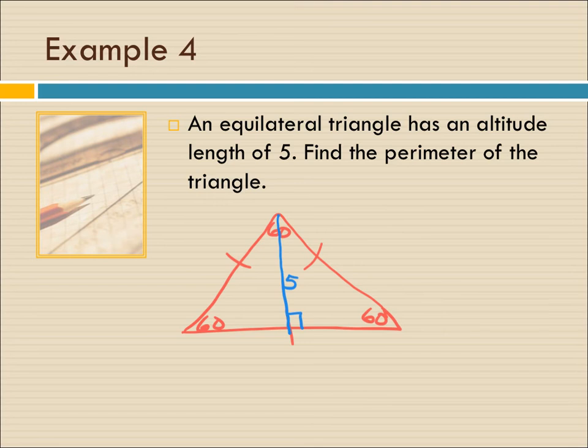So now what I'm going to do is I'm going to work with only one side of this. So if I redraw this side over here, this is 90, this one's 60, and this altitude split that 60-degree angle into 30 and 30. So now this became 30 and 30.